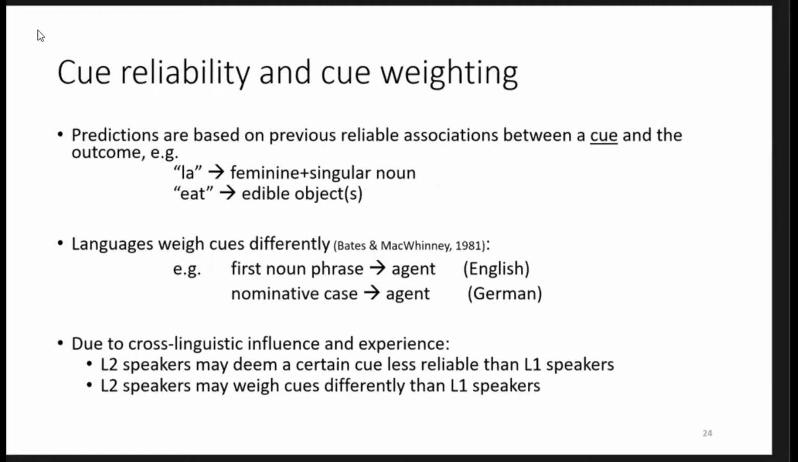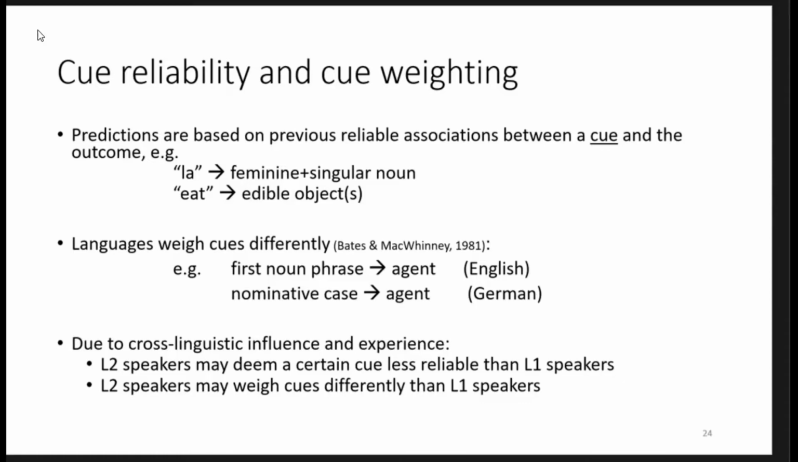This has to do with cue reliability and cue weighing. And what I'm saying is of course not new. It's the competition model by MacWhinney and others. But just to drive home that point, a prediction is based on relations between cues and what you can predict on the basis of that cue. A feminine determiner, la in Spanish, would predict that a feminine noun would come and that the noun is singular. A verb like eat would predict that what comes next would be an edible object.